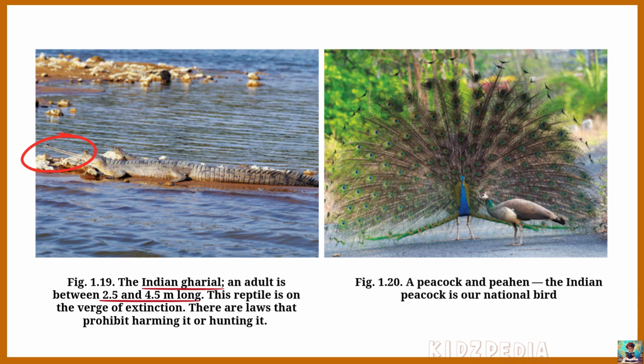Figure 1.20 A peacock and peahen. The Indian peacock is our national bird. The peacock, which is a male bird, is known for its bright and colorful feathers, while the peahen, which is a female bird, is usually brown and less colorful. The Indian peacock is our national bird, which is famous for its beautiful feathers and graceful dance, especially during the rainy season.